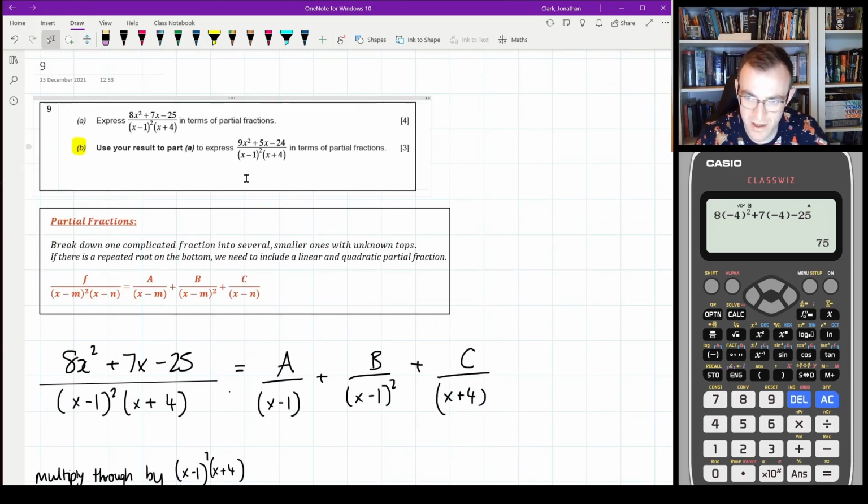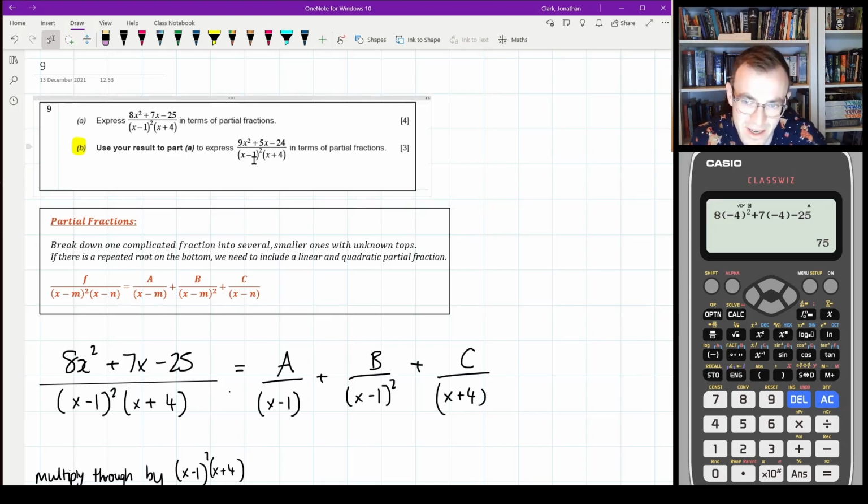What is part B? Use your result to part A, express this in partial fractions. So notice this bit's bolded. It doesn't want us to go through the entire partial fractions process again. In fact, even if we did do that, they wouldn't give us the marks for it, right? So don't give yourself loads of work to do. This is one of those tricky parts that once you've seen how to do it, it's suddenly okay. But if you haven't seen it before, it's a little bit of a weird one.